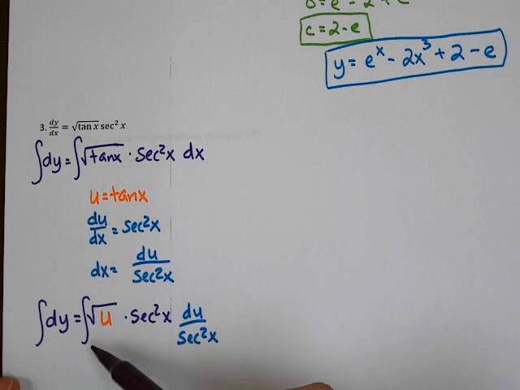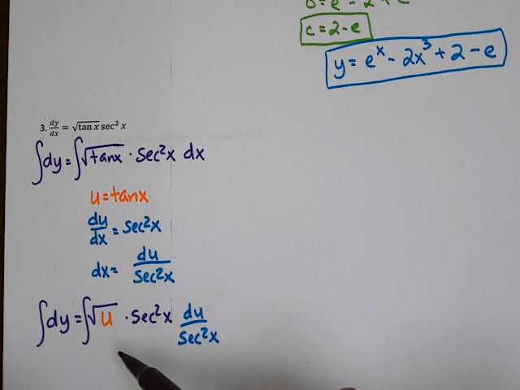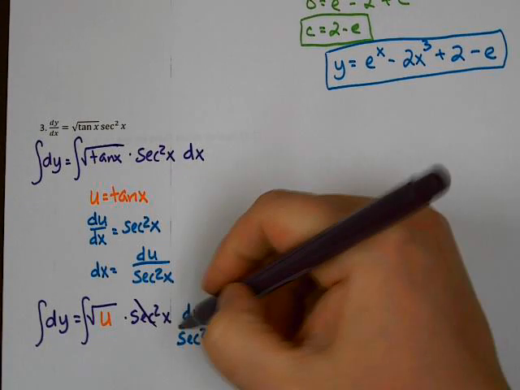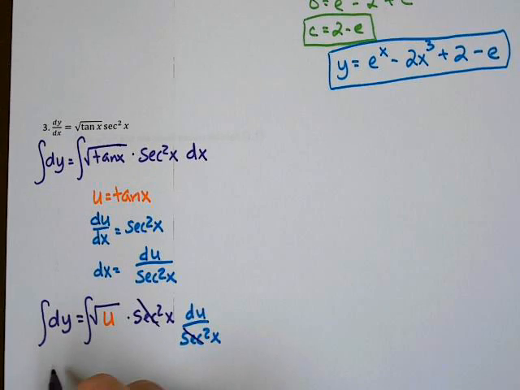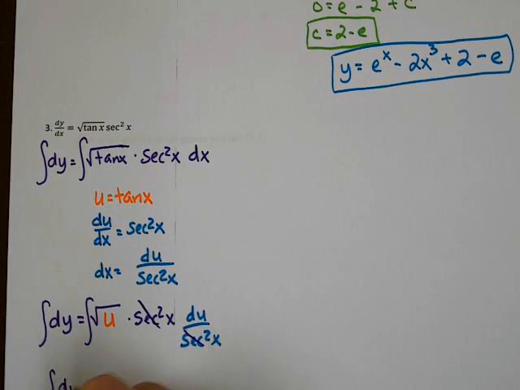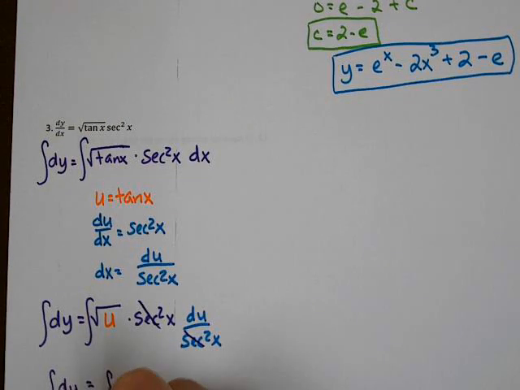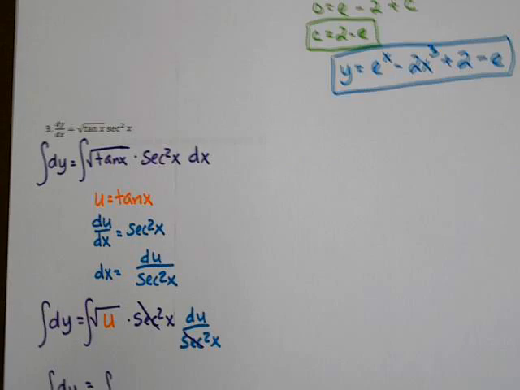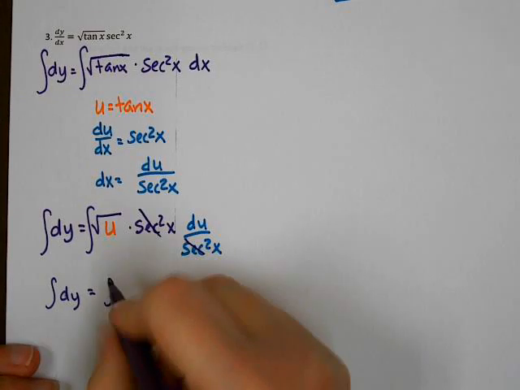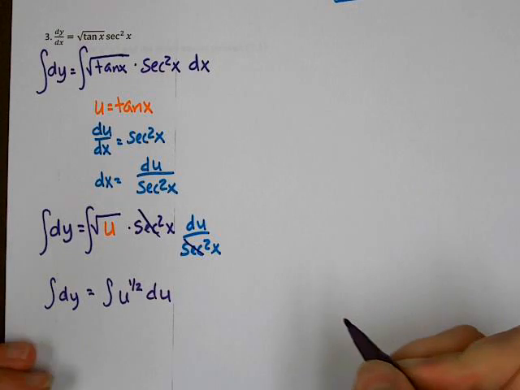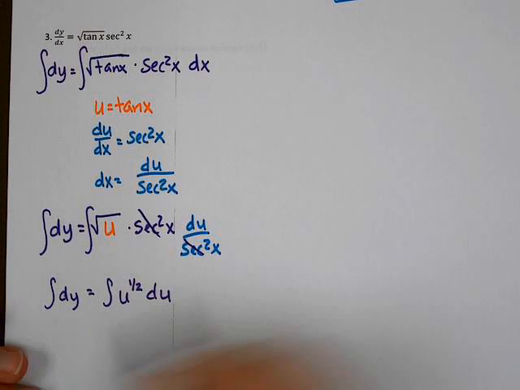Okay, so now we can take a look at it, and we can see that the secant squareds cancel each other, and so we're left with the integral of dy equals the integral of, I'm going to change the square root of u to be u to the 1/2 du. And now this is just a much easier antiderivative for us to do.